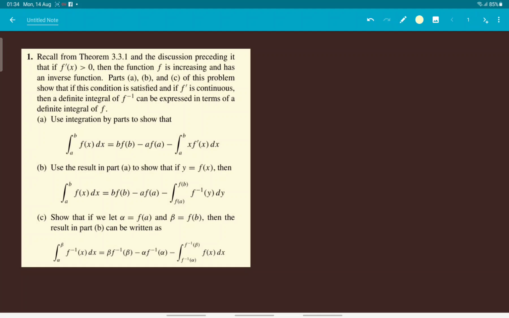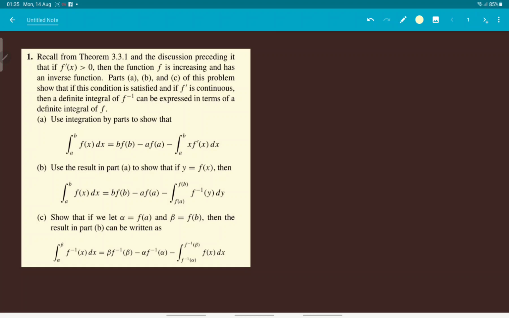Recall from Theorem 3.31 and the discussion preceding it that if f'(x) is positive, then the function f is increasing and has an inverse function. So this theorem is just about the inverse function, and it tells us that an increasing function is invertible. The question is given as below.